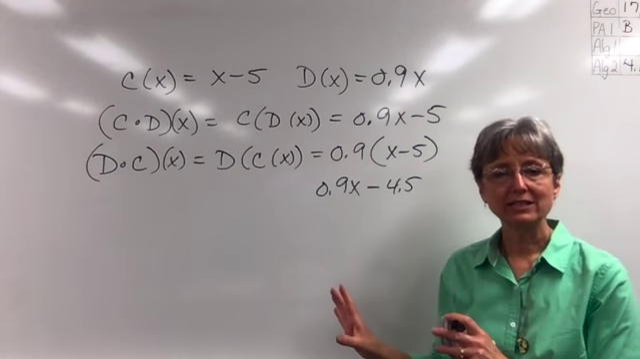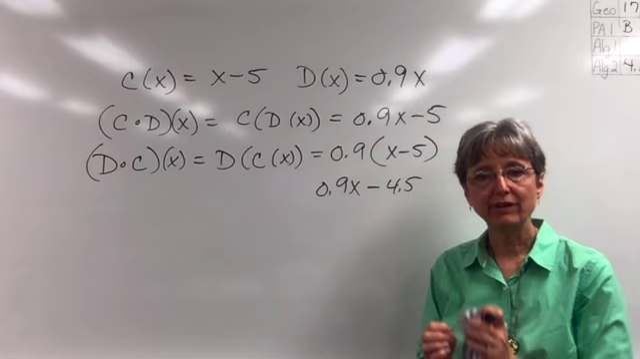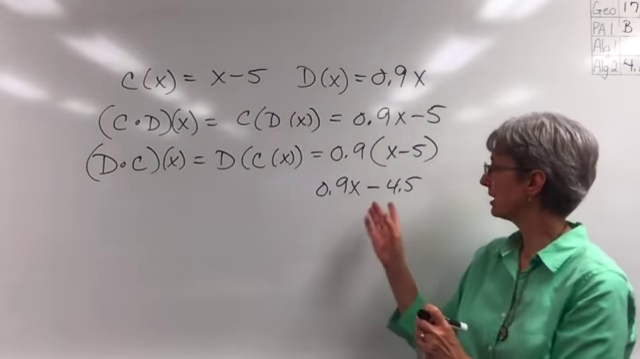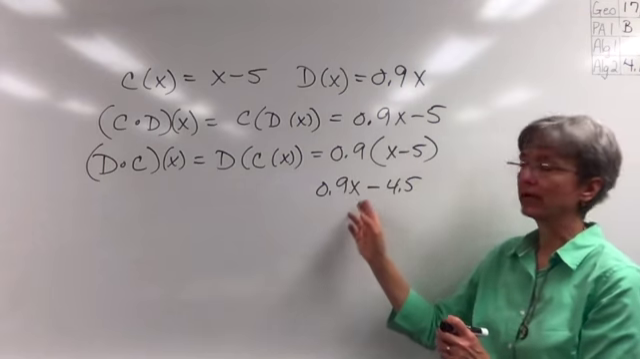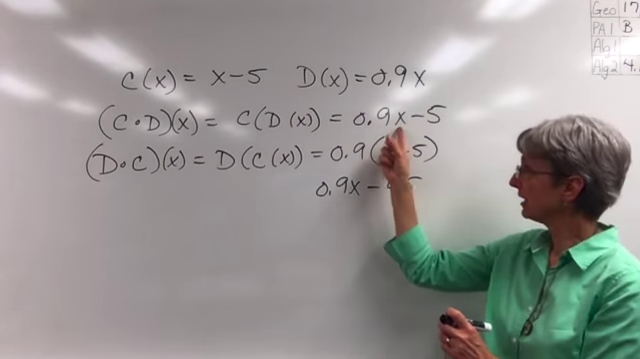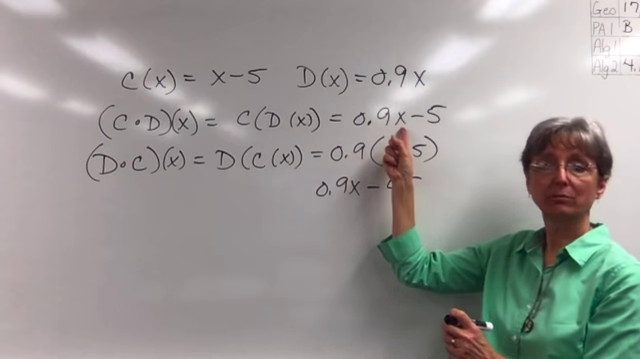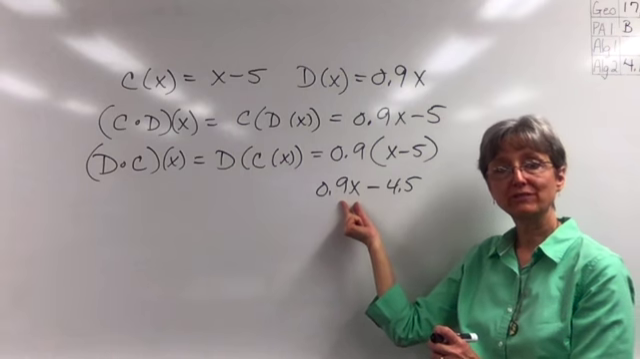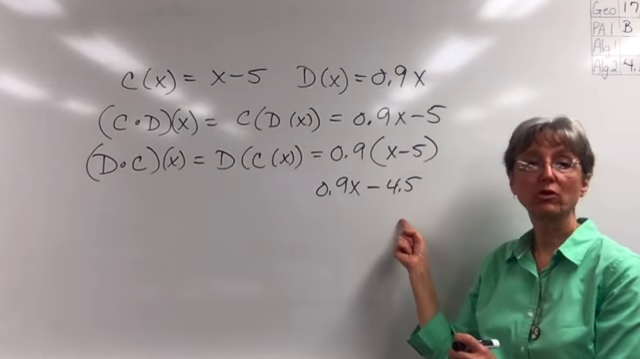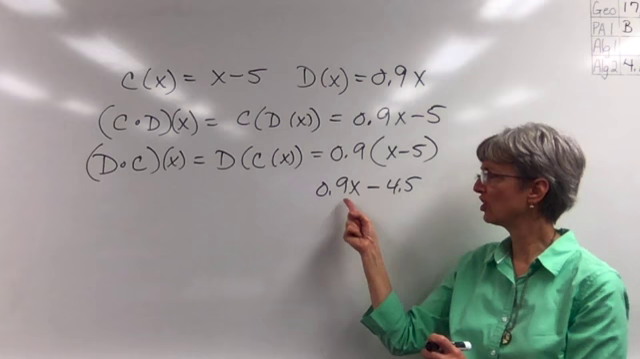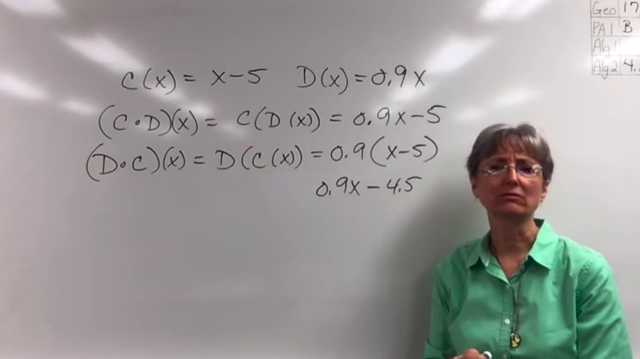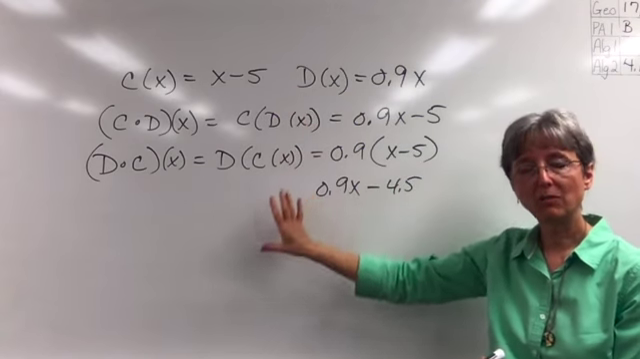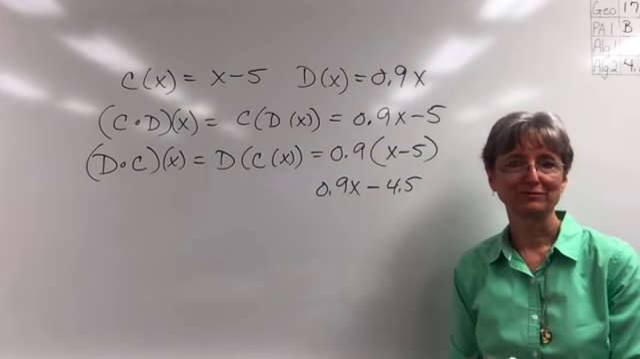What I like about this exercise is it shows you how to put one function into the other even when it's still x, because we don't know the price of the pizza. Here it would be 90% of the price of the pizza minus $5. Here it would be 90% of the price of the pizza minus $4.50, because we took 90% of our coupon. So that's how these composite functions work.